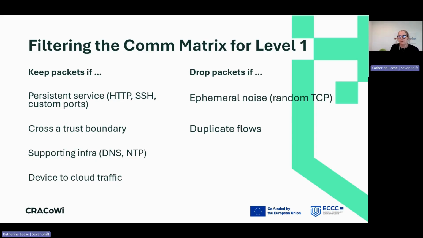We actually want to keep some of the supporting infrastructure that might look harmless at this stage, things like DNS and NTP, because there are actually attack vectors possible over these protocols. So although they might look unimportant at first glance, they can be important. And of course, the device to cloud traffic is really important. You might want to look if there's a content delivery system, if there's a couple of different IPs that are getting hit there, and maybe summarize that.